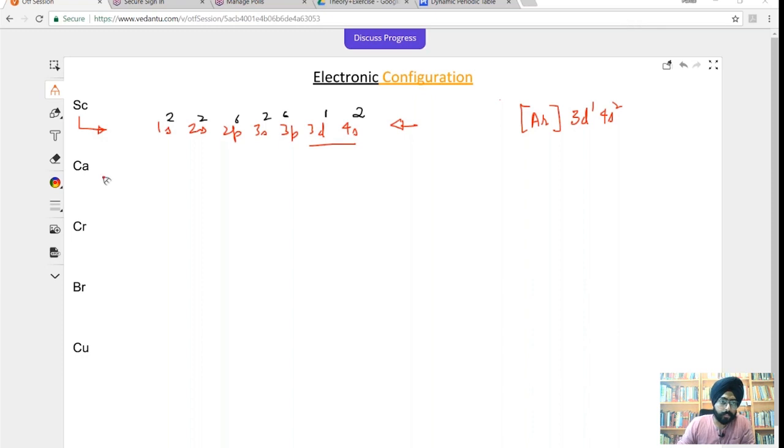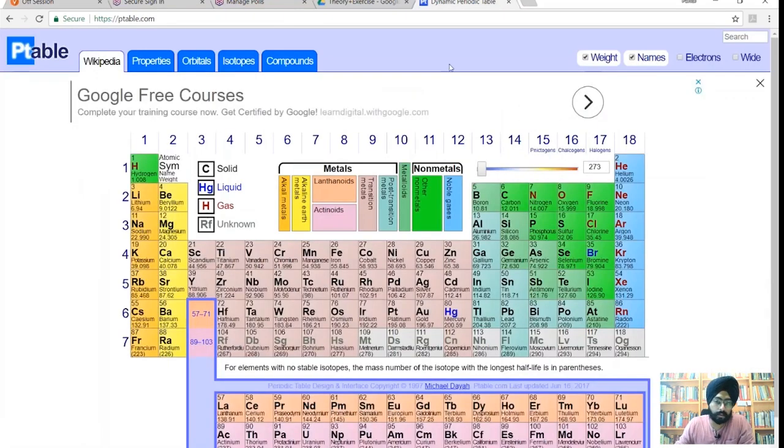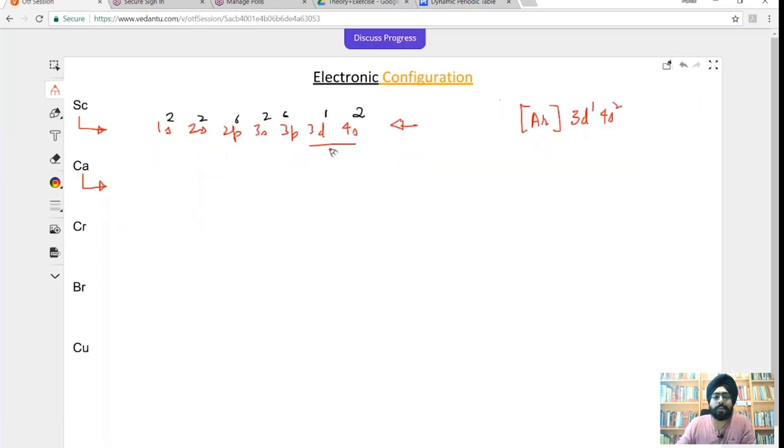Now, let us talk about the electronic configuration of calcium. Manasi has already given us the answer. Calcium has one electron less than scandium, so you can simply write argon and then 4s2. Then you have chromium. Now, chromium is interesting as a case. Karan, you are correct. Other people?